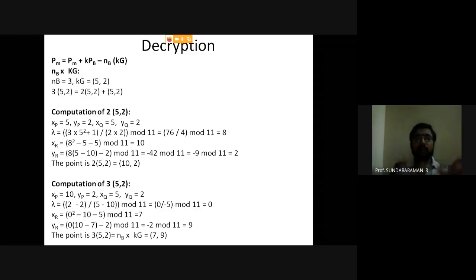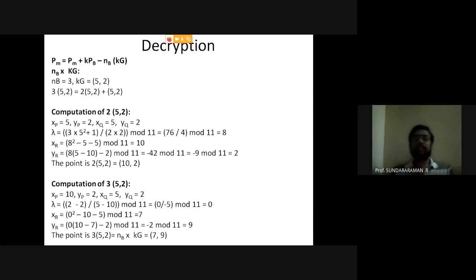Remember, in this particular equation PM plus k PB, in fact, I don't have access to PM directly. What user A sends me is PM plus k into PB. User A will not share with me the details of k. User A will not share with me the details of PM. So from PM plus k into PB and k into G, I should be able to recover the PM.